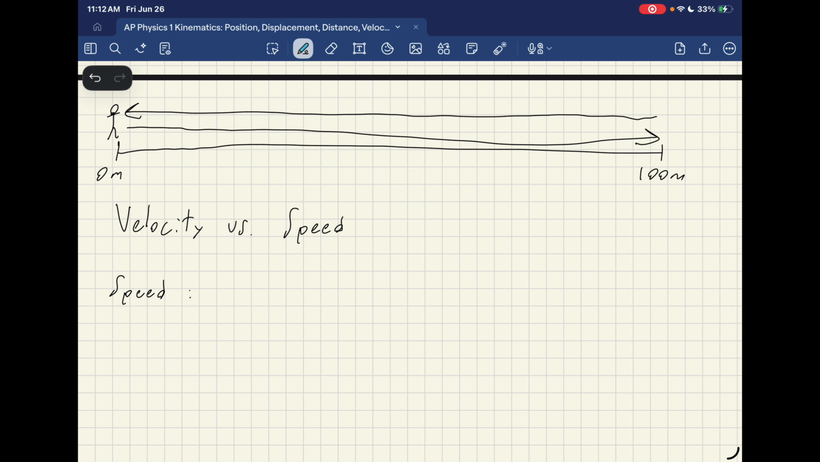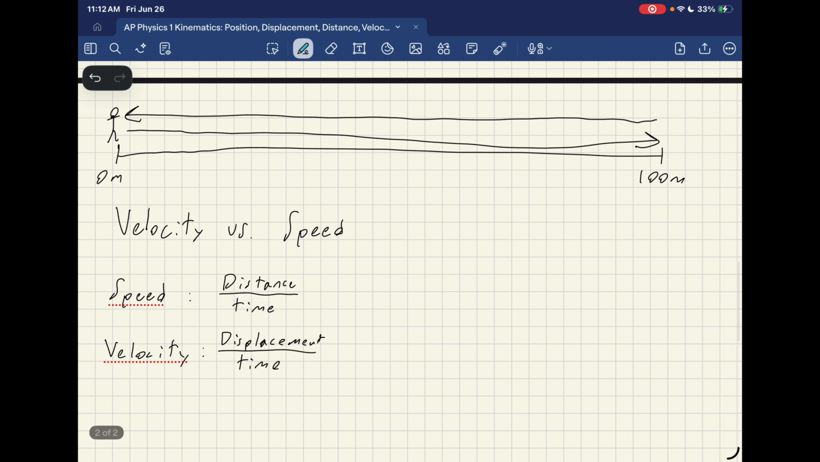Speed is the total distance divided by time. And velocity is the displacement divided by time. So let's look at an example.